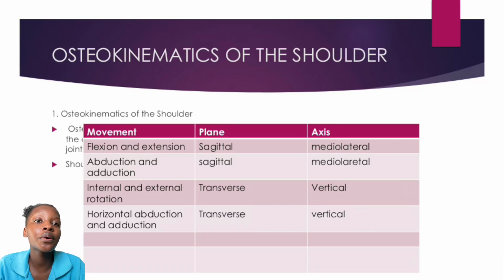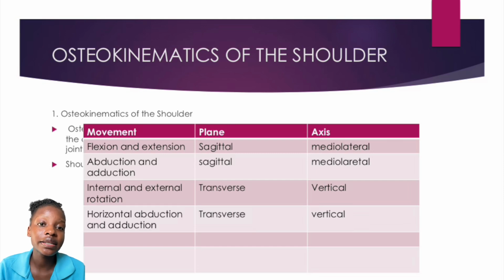Moving on to the osteokinematics of the shoulder. These are the movements. Flexion and extension move on the sagittal plane with an axis which is mediolateral. Abduction and adduction move on the sagittal plane with an axis that is mediolateral.